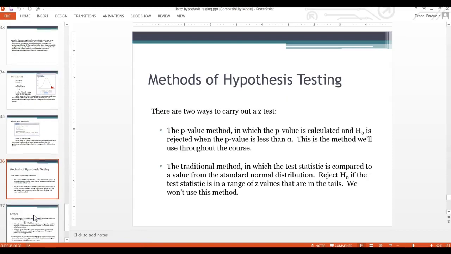There are two ways that you can do a z-test. The one we've used is the p-value method. That's the one that researchers use, so I'm going to stick with that. There is a traditional method using the test statistic, and you'll see that in your textbook, but you can ignore that. The p-value method is easier, plus it's more common, so we'll just stick with it.